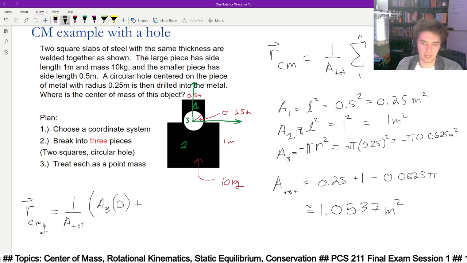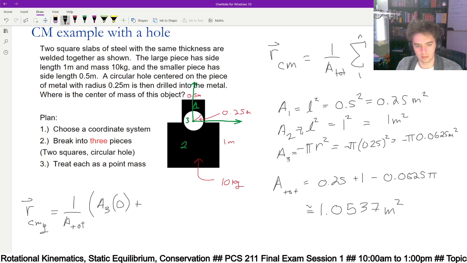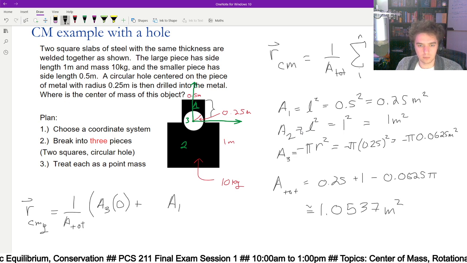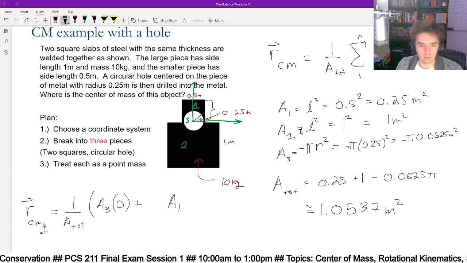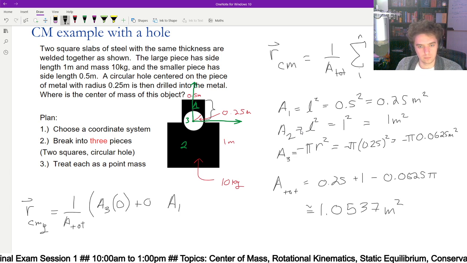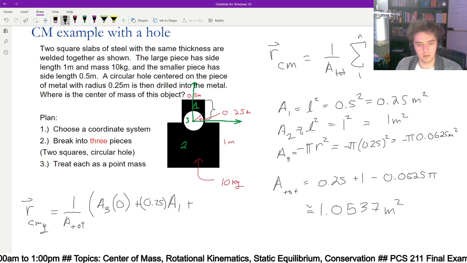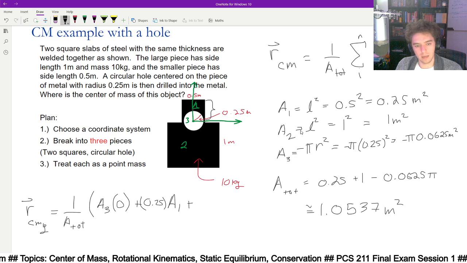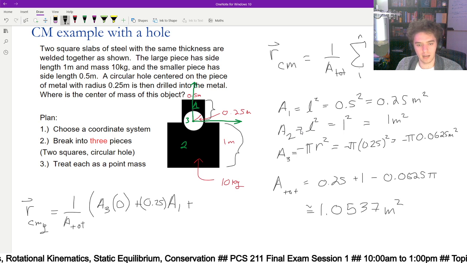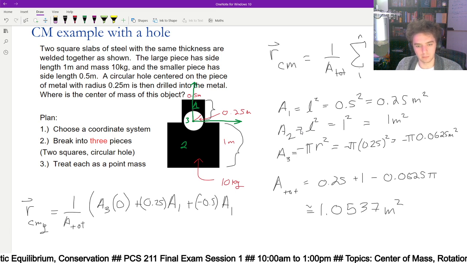Now the area of the small square was A1, and its position is 0. So if this whole side length is 0.5, its center of mass would be right in the middle of it. It's a symmetrical object, and so halfway up is 0.25. And then finally we need the center of mass of this big one. It's going to have a center of mass that is halfway across this, which would be 0.5. So it's going to be that area, and then minus 0.5 because we're going down by 0.5.